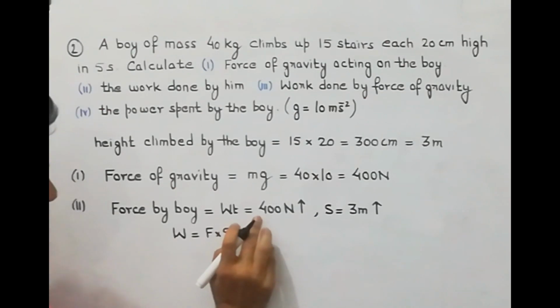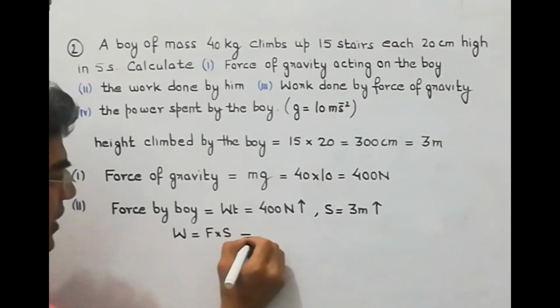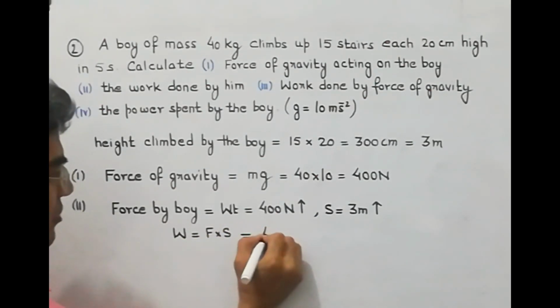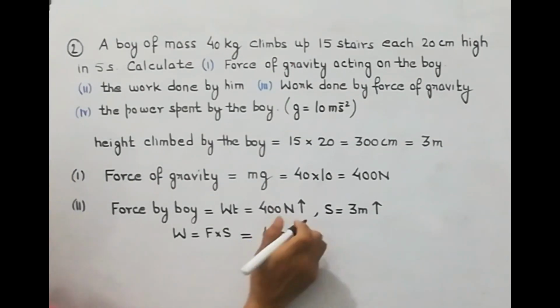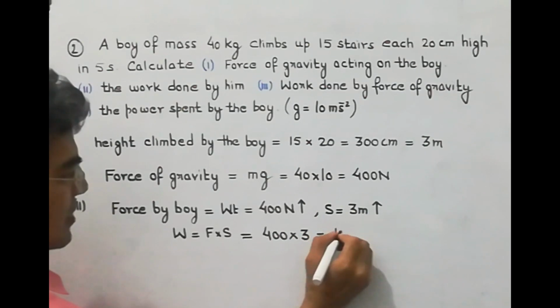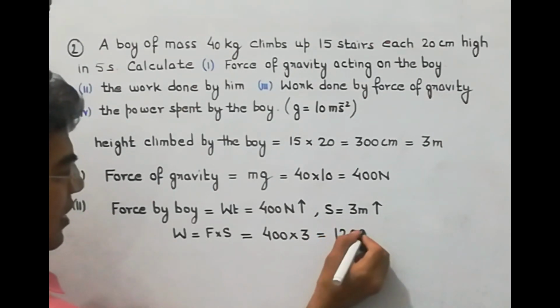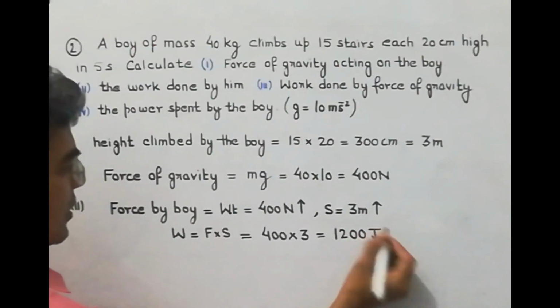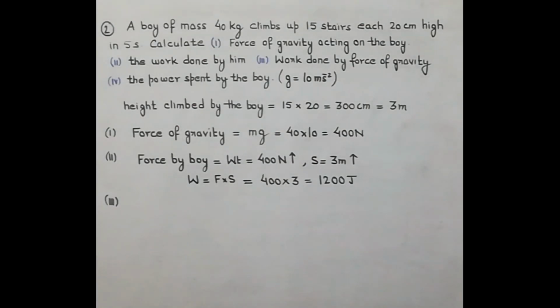Or if you want to write, you can write it, but there is no need for that. So F is 400 Newton and the displacement is 3. So we can say 1200. So the work done. Now in the third part, they have asked us to calculate work done by force of gravity.